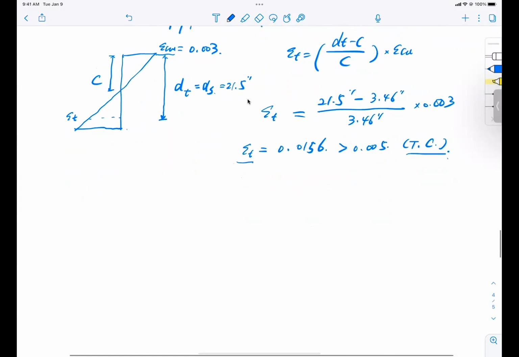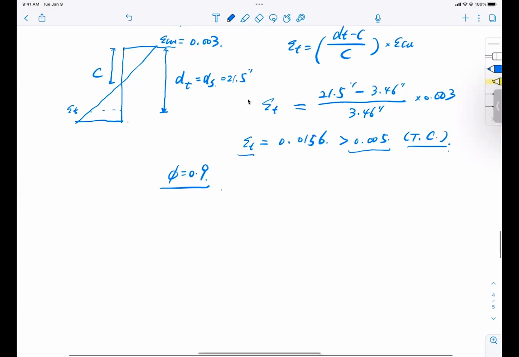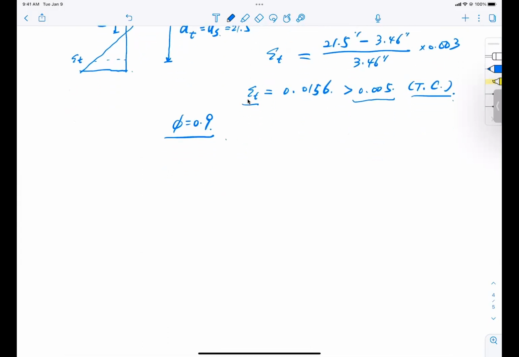Epsilon t bigger than 0.005, tension control. That means what? Yield, fine, great. But more directly, that means what? Phi equal to what? 0.9. There you go. So that is the strength reduction factor, phi equal to 0.9. Okay, so with that, I can say they got everything, right?